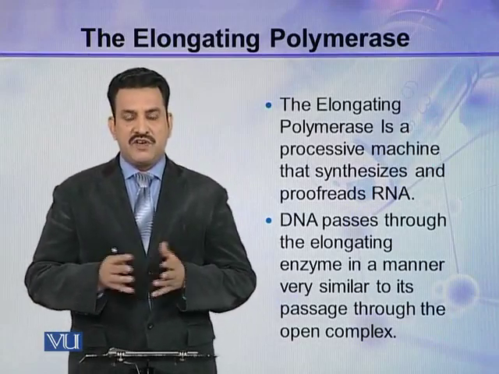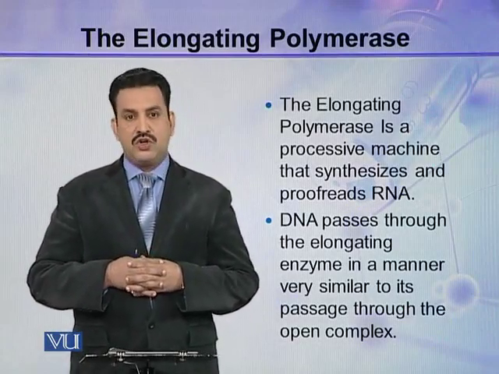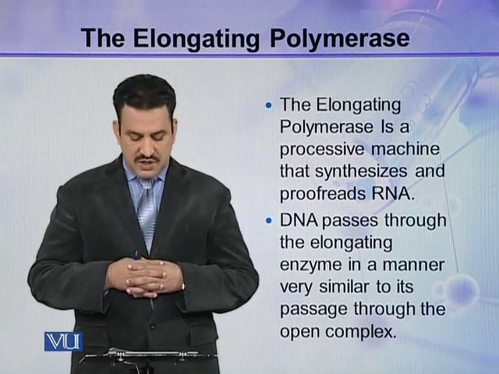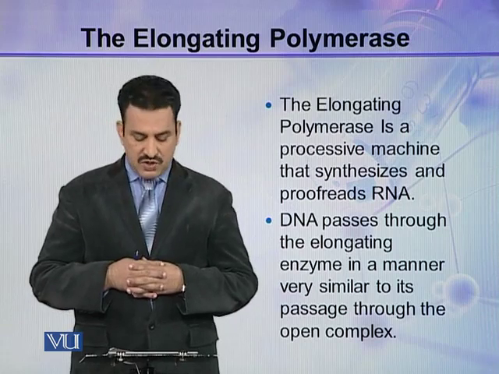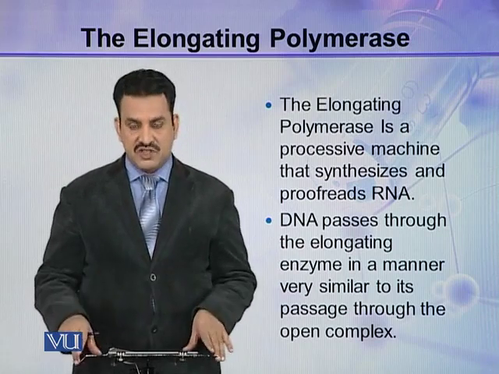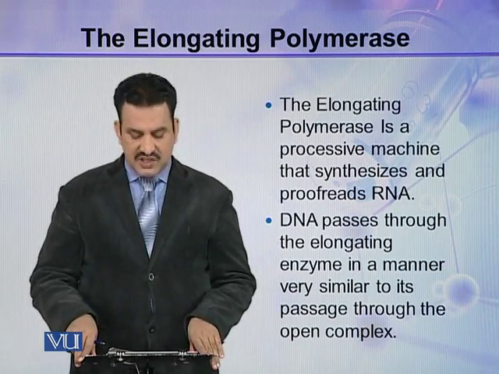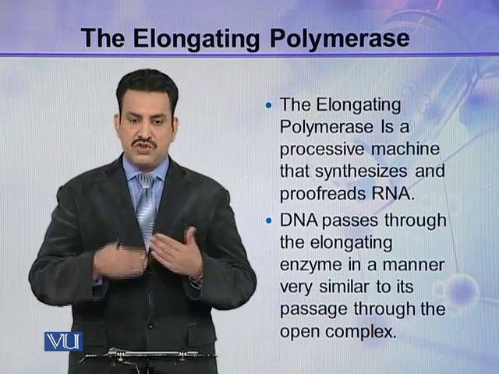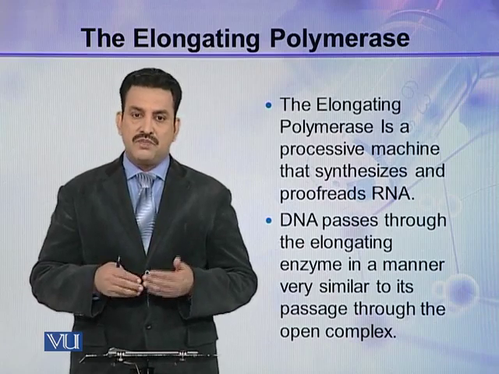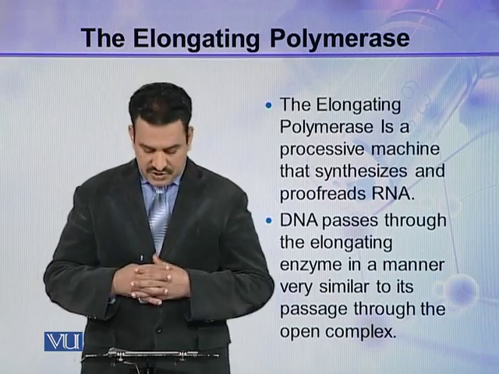The second phase of transcription is the elongation phase, and here the elongating polymerase is involved. The elongating polymerase is a processive machine that synthesizes and proofreads RNA. So it has two functions: one, the synthesis of RNA; the second is the proofreading of RNA for errors.